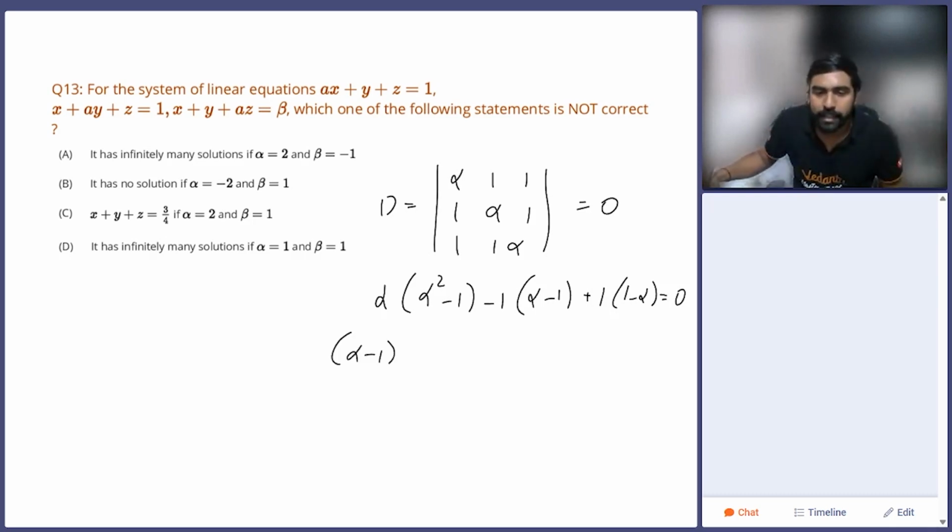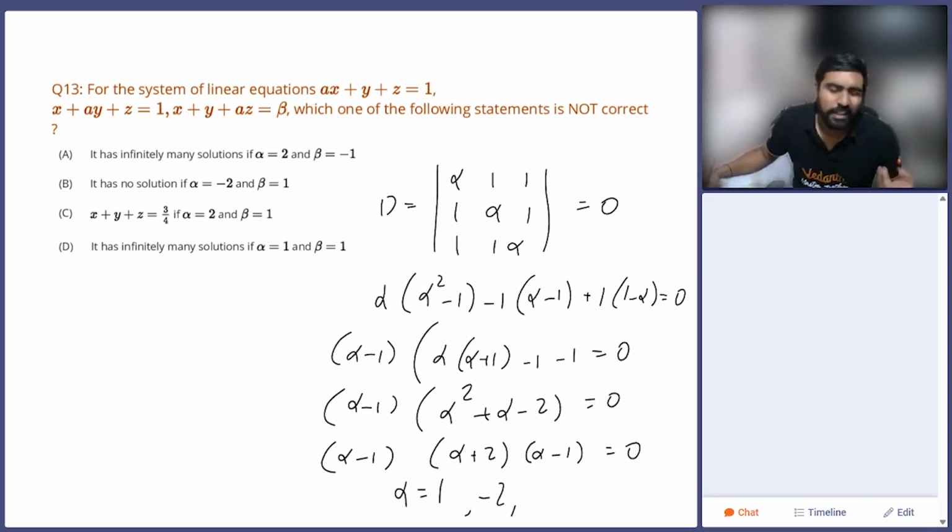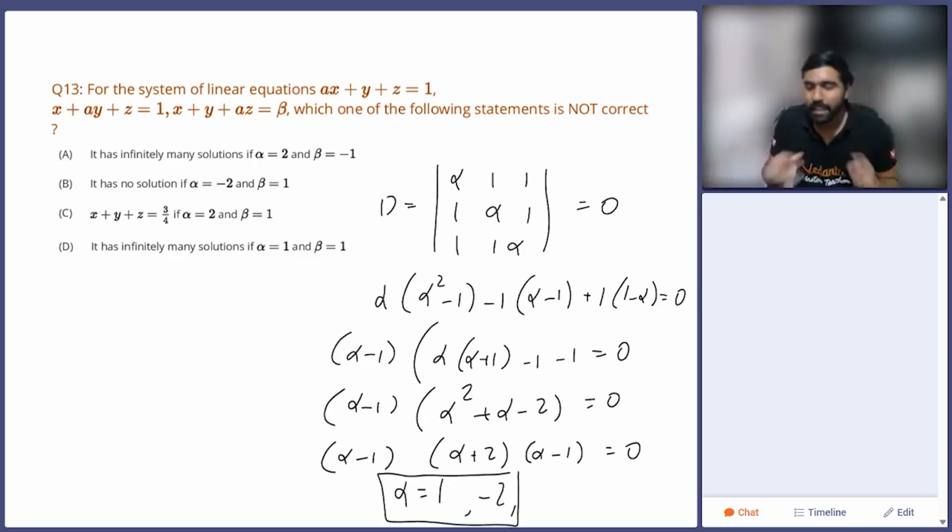So I can see that I can take alpha minus 1 common from the entire expression. So I'll get alpha into alpha plus 1 minus 1 and minus 1 equals to 0 over here. So basically alpha minus 1 into alpha square plus alpha minus 2 equals to 0. So basically alpha minus 1 into, what is this, alpha plus 2 into alpha minus 1 equal to 0. So you have alpha equals to 1, minus 2 and 1 again. So basically these are the 2 points where I will have either infinite solution or no solution.